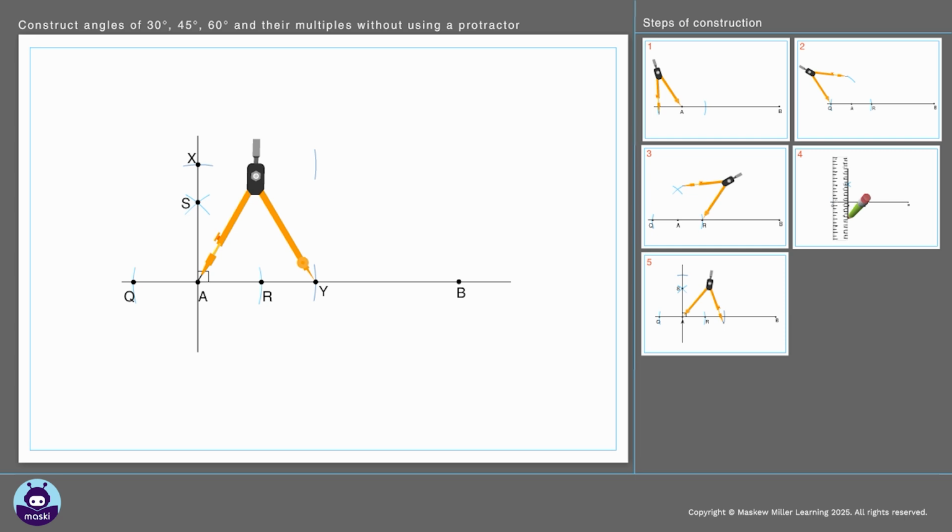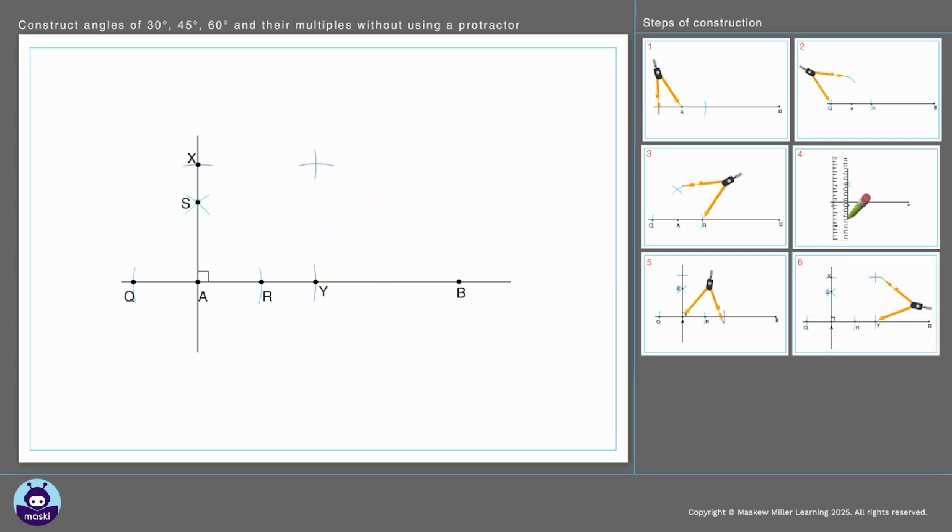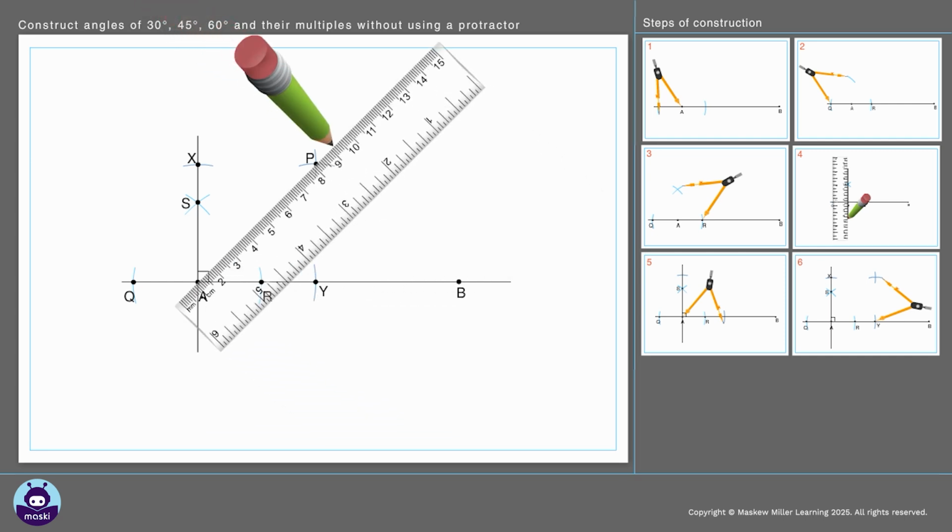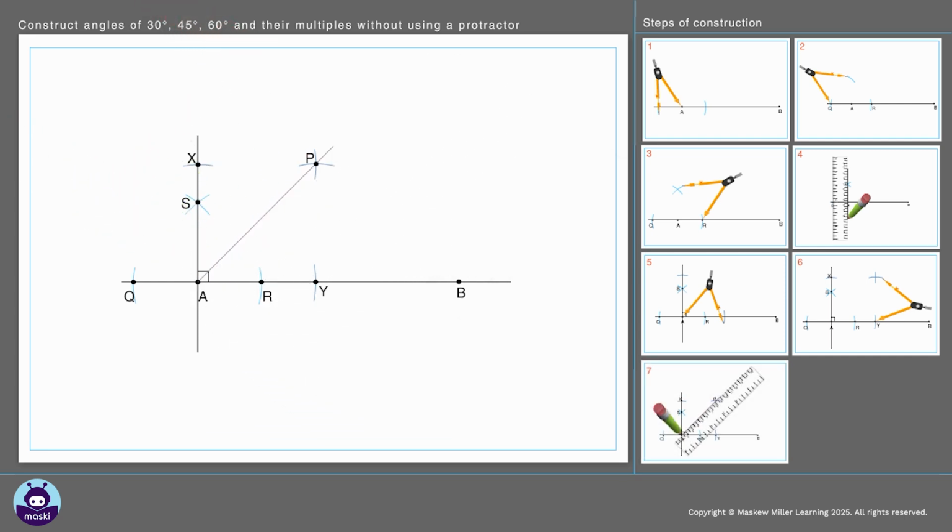Keeping the width unchanged and Y as center, we draw another arc to intersect the previous arc at P. Now we draw a line passing through A and P. AP is the bisector of the angle SAB. Hence, angle PAB equals 45 degrees.